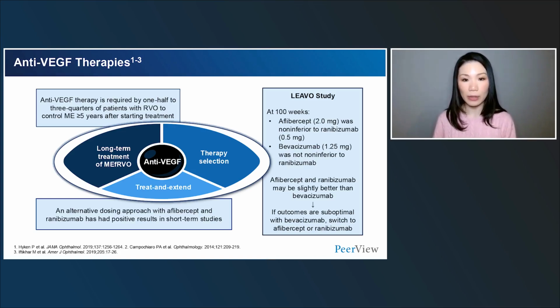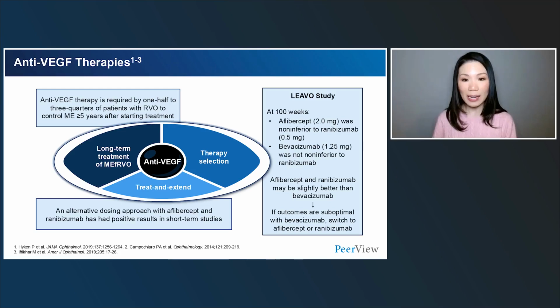And the conclusions were that aflibercept was non-inferior to ranibizumab at 100 weeks, meaning that the visual acuity outcomes were similar between those two. But they couldn't show that bevacizumab was non-inferior to ranibizumab. And additionally, patients who were treated with aflibercept were able to attain those visual acuity outcomes with fewer injections overall.